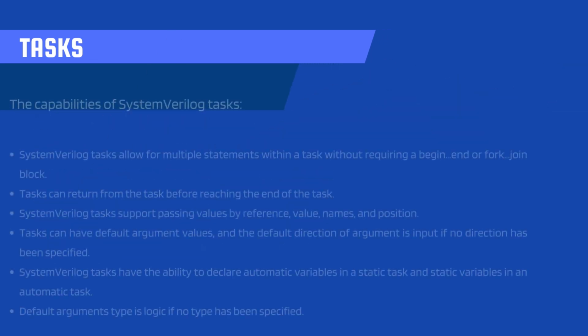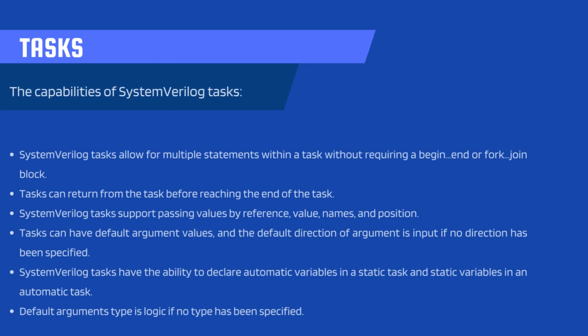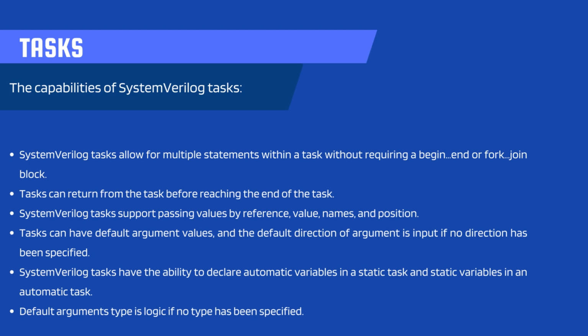Now we will discuss the different capabilities of SystemVerilog tasks, including their storage space allocation and the various ways in which arguments can be passed. Static tasks. Let's start with static tasks. Static tasks share the same storage space for all task calls. This means that any variables declared within a static task will retain their values between calls.